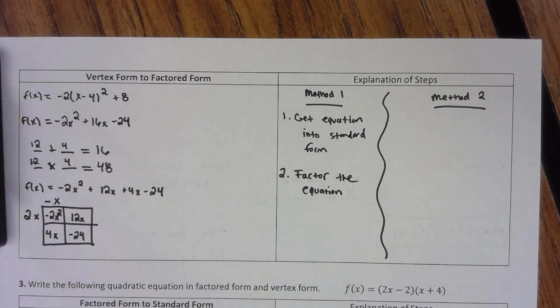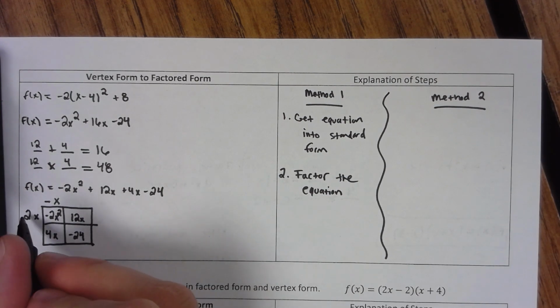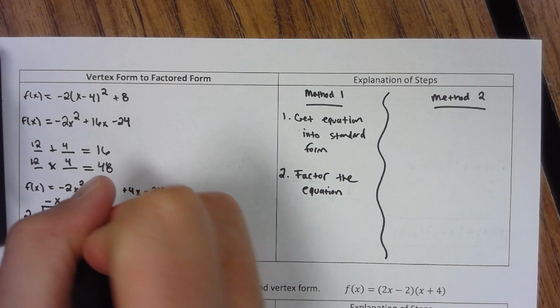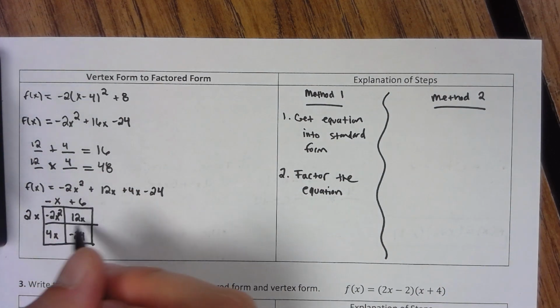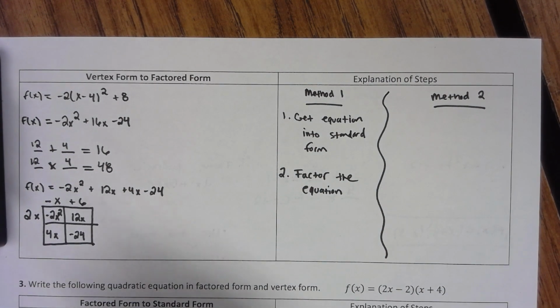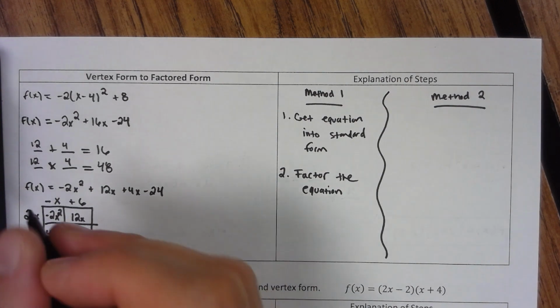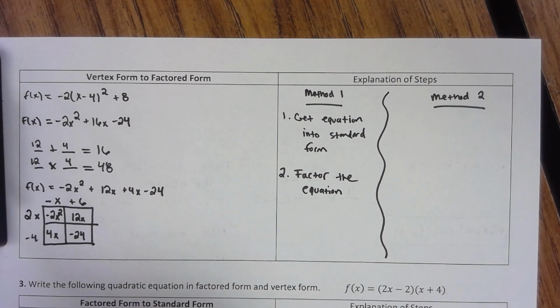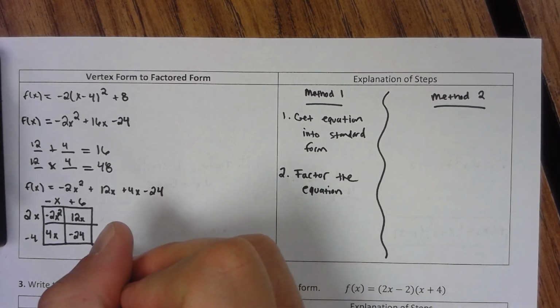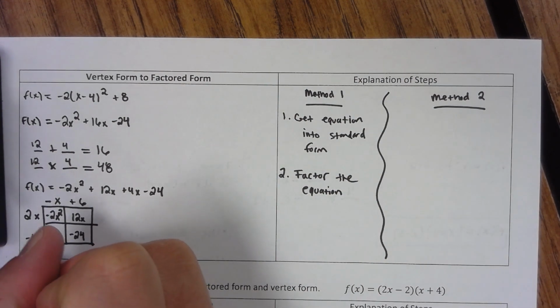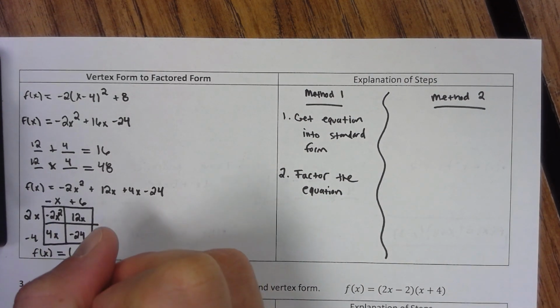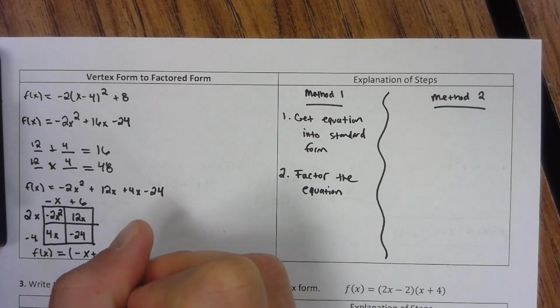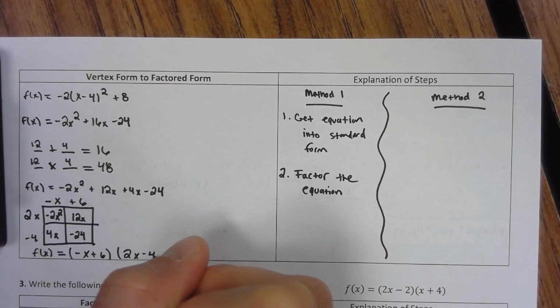And I'm just going to use the multiplication to figure out the other dimensions here, where 2x times a positive 6 gives me this to be positive 12x. And then -x times a -4 makes that a positive 4x. And then -4 times 6 is -24. And thus our factored equation is (-x plus 6) times (2x minus 4).